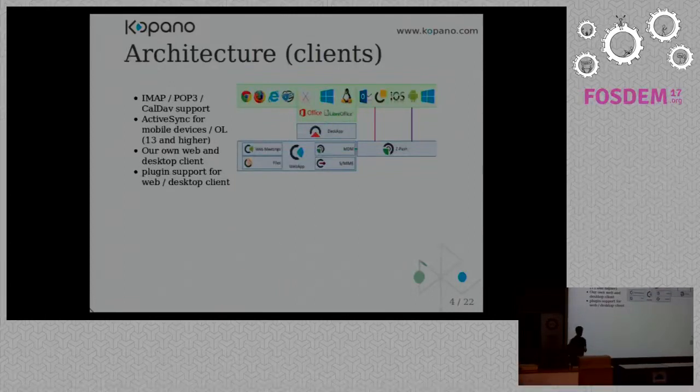We have Z-Push, which is used for connectivity with mobile devices. So for example, Android, Windows Phone, and even Outlook. I'll talk more about that later. We also support IMAP and POP3 and CalDAV, if you rather use Thunderbird.